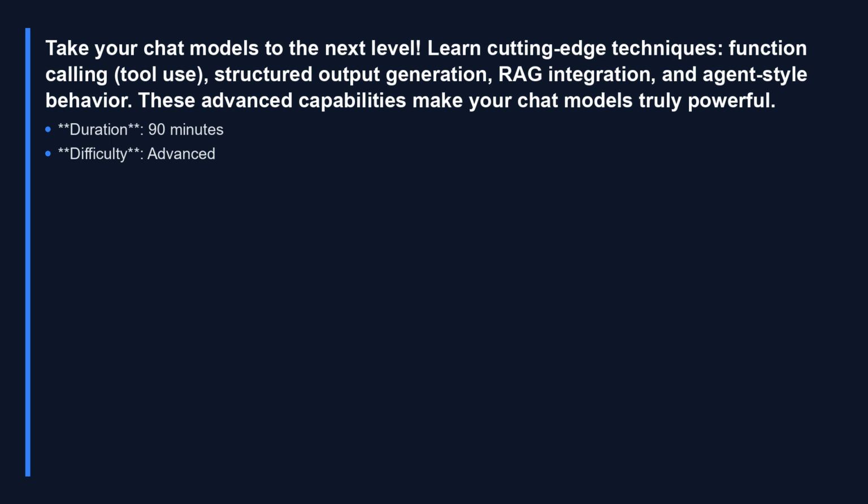You're going to learn 4 techniques that separate toy demos from production-grade AI systems: function calling, structured output generation, RAG integration, and agent-style behavior. Each one unlocks a fundamentally new category of what your model can do. Plan for about 90 minutes. This is advanced territory, and it's worth taking your time with.